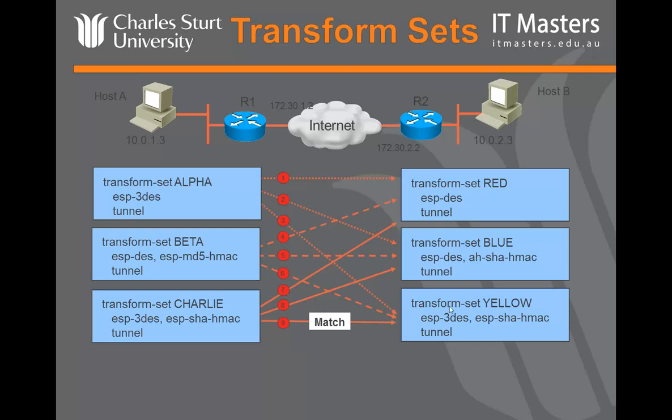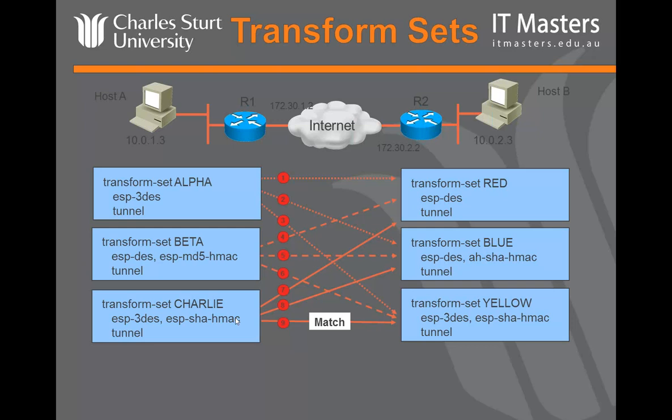It doesn't match with any of the three on router 2, so this one is not used. Alpha is not used on router 1. It'll then go down to beta and go through the same process again. Do we have any matches here? No, we don't have any matches anywhere, so it doesn't work. We're not going to use beta.